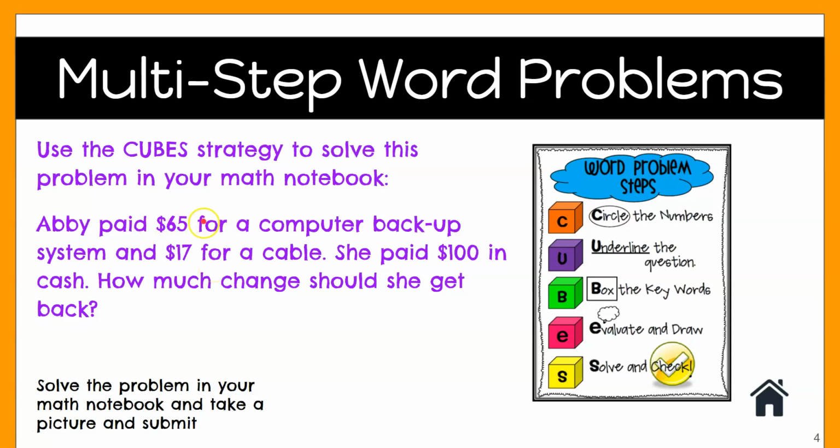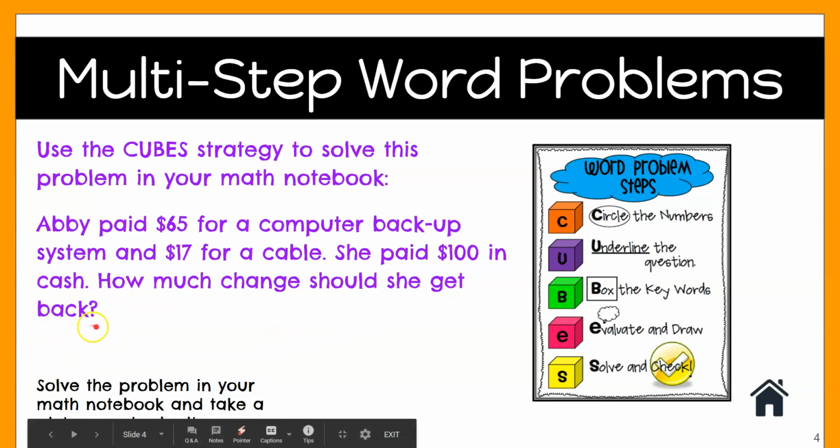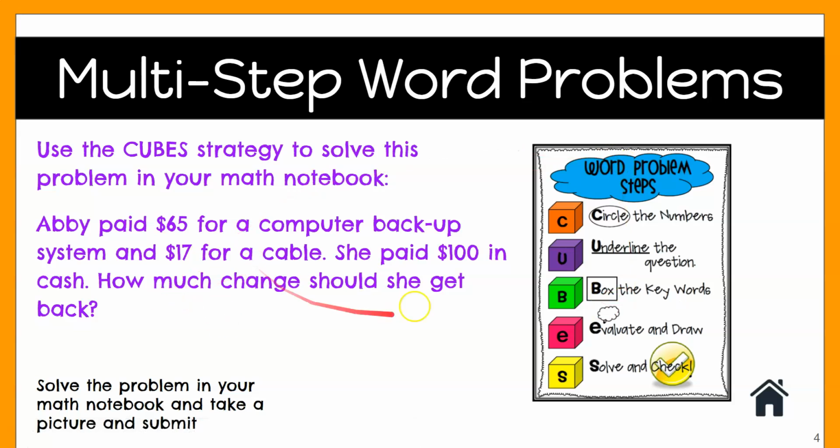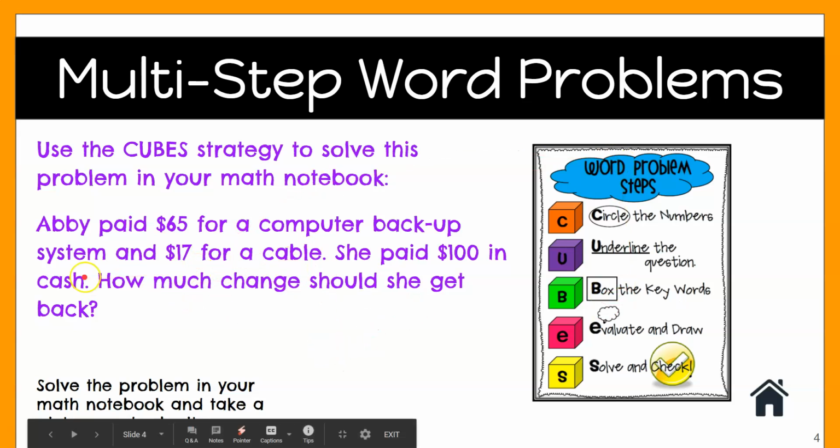First of all, we're going to use our C for circle the numbers. So we're going to circle 65, circle 17, and circle $100. Next, we're going to underline or highlight the question, which is, how much change should she get back? We're going to next box the keywords. So I would probably box almost this whole sentence, how much change should she get back?